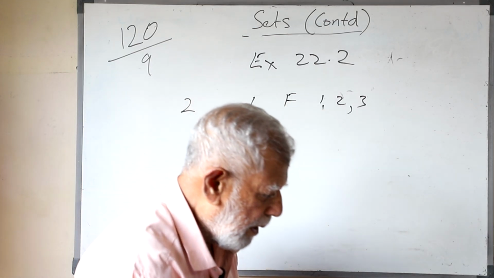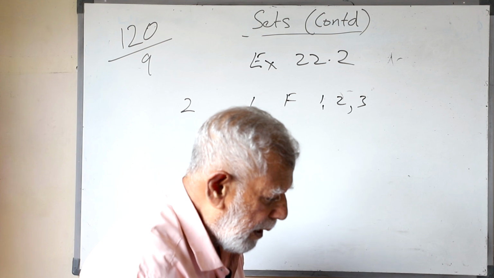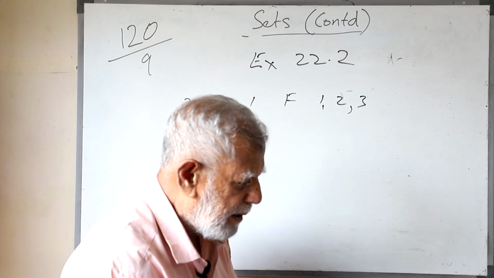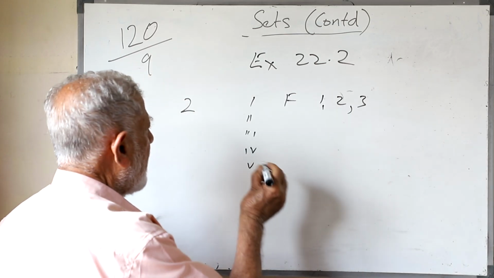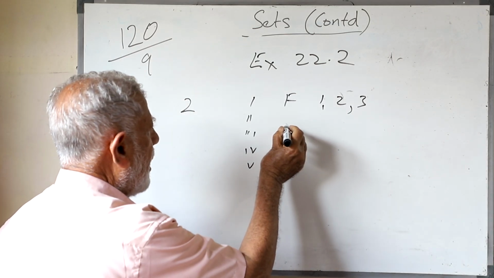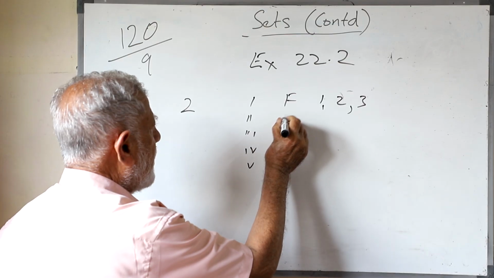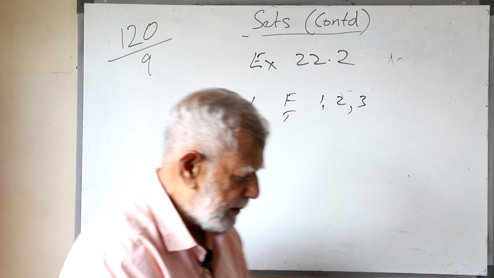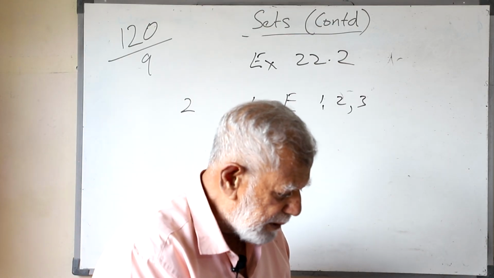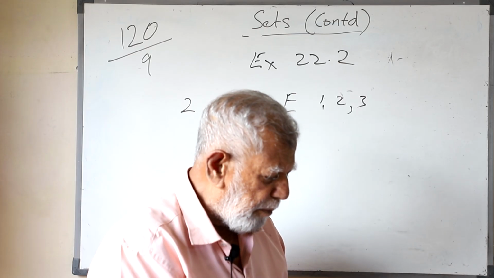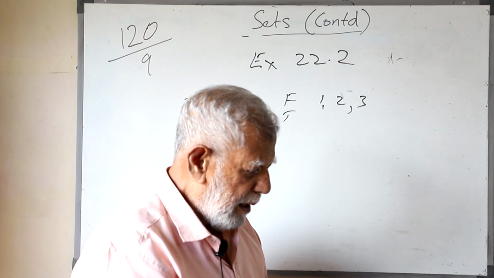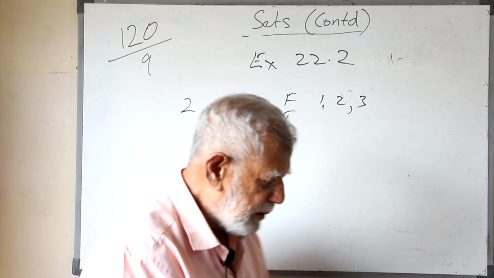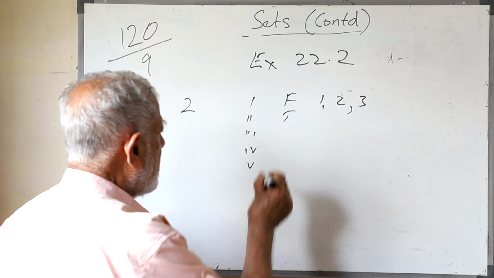Second one: 4, 9, 16 is a subset of square numbers. So the second one is correct, true. Third one: cylinder is a subset of polygons. No, polygons are triangle, rectangle, pentagon, all those. A cylinder does not come under that, so this is false.